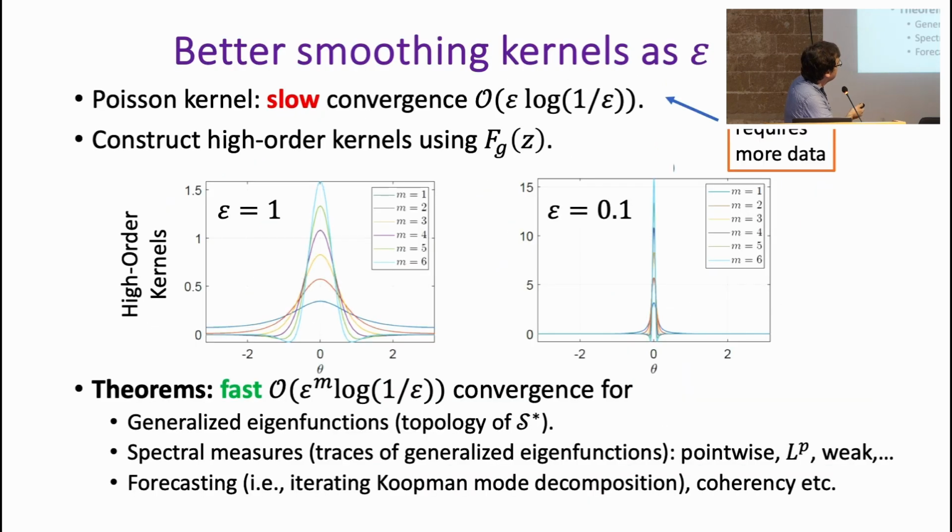All right. The Poisson kernel is actually a rubbish kernel. It only converges order 1 in the smoothing parameter epsilon. The problem is, smaller epsilon actually requires more data. As we get closer to the unit circle, we need a larger dictionary size to approximate the resolvent. Larger dictionary typically requires more data for the quadrature rule to converge. Fortunately, we can construct much better kernels, so here they are. For any algebraic order M, you get fast convergence for the generalized eigenfunctions in the topology of S star, so you can be very precise about that.